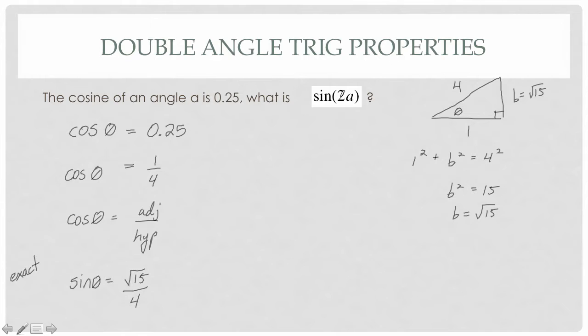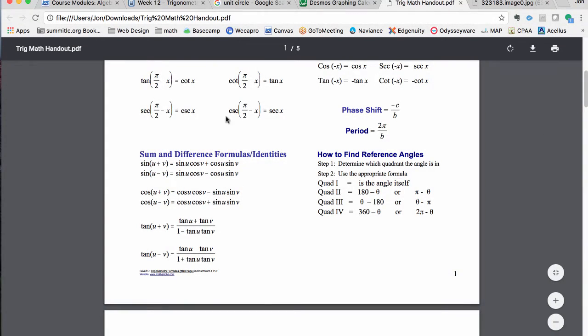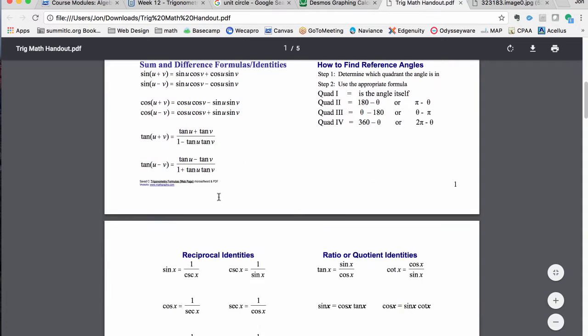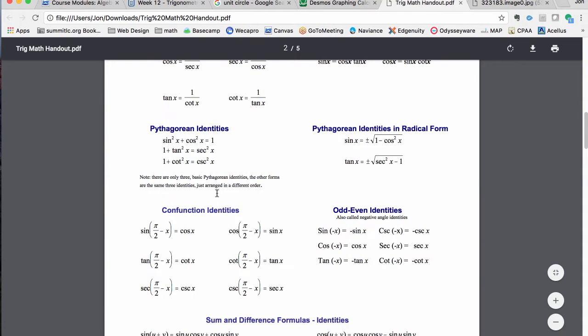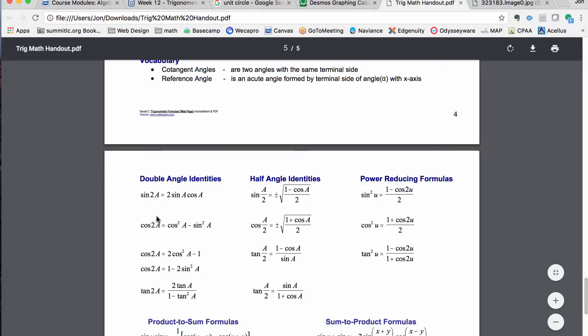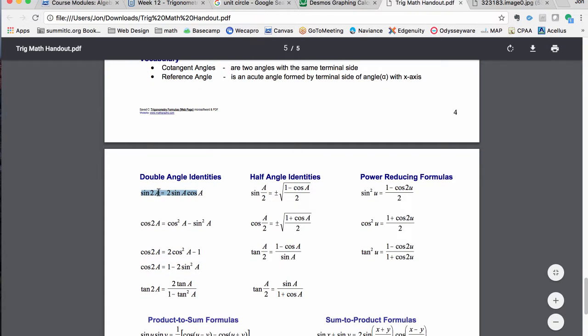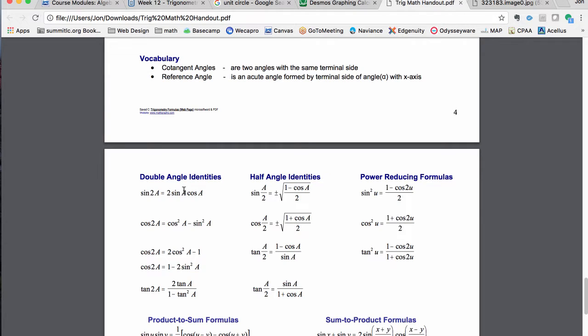But I want to know double the angle, so I've got to go look up my formula for the doubling of sine. Here I am on my sheet. There's my sum and differences. There we go. Double angle identities: the sine of twice an angle is equal to 2 times the sine of the angle times the cosine of the angle. All right, so I'm going to write that formula down. 2 times the sine of that angle times the cosine of that angle.